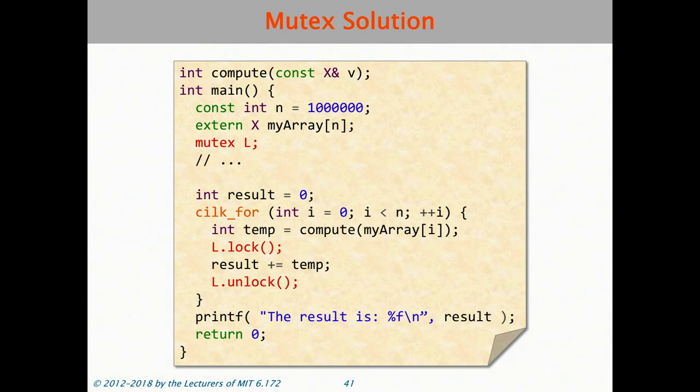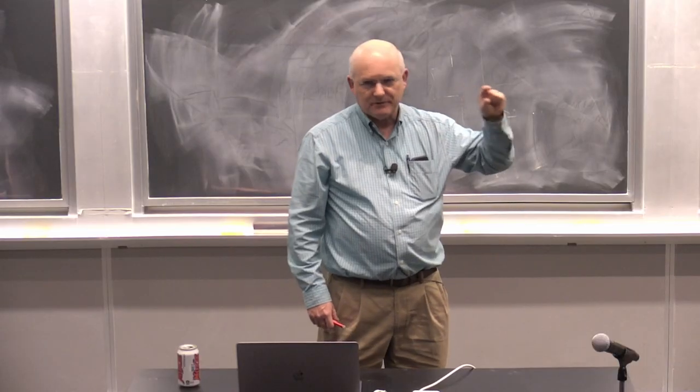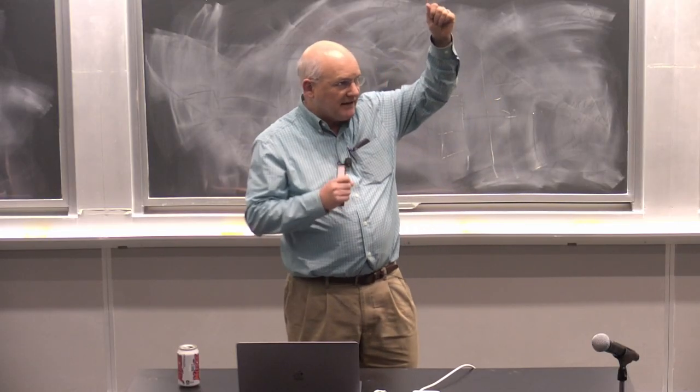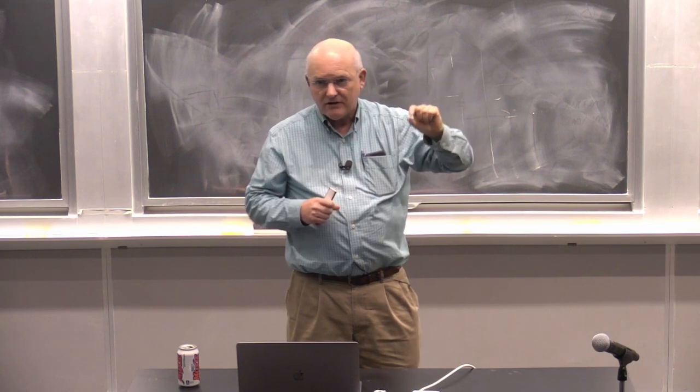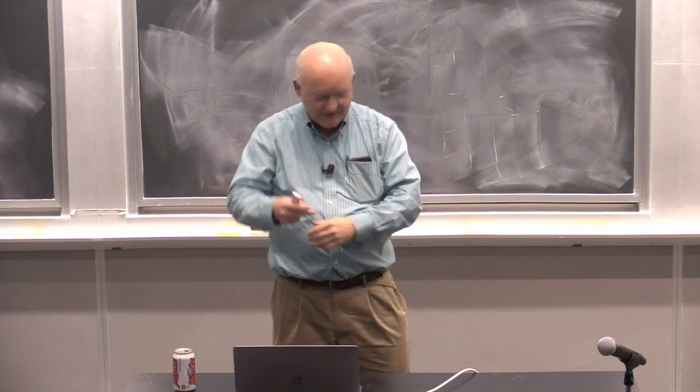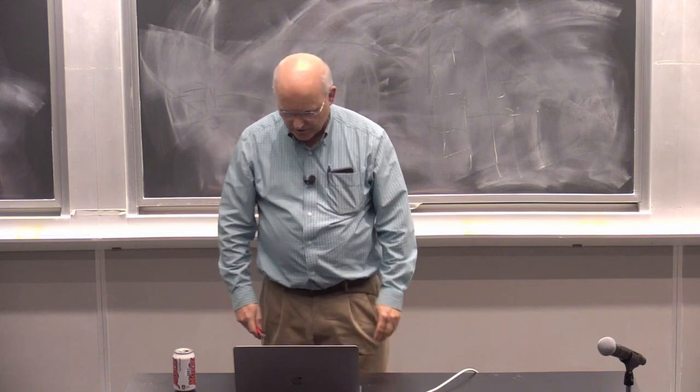So I introduce a mutex L, and I lock before I update the result, and then I unlock. Why did I put the computation on my array of I outside the lock? Yeah, whenever you lock, you want to lock for the minimum time possible, because otherwise you're locking everybody else out from doing anything. So that was a smart thing in that particular code.